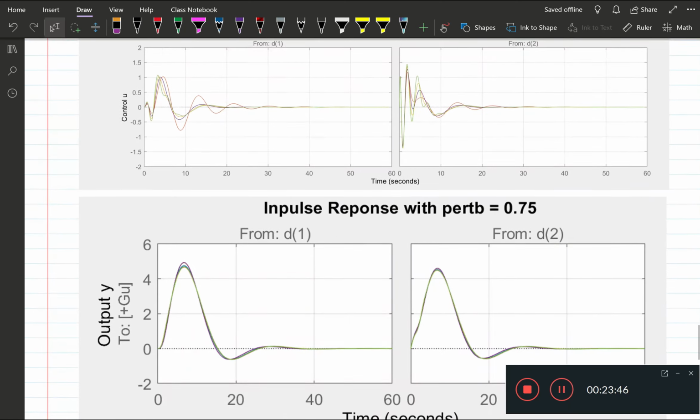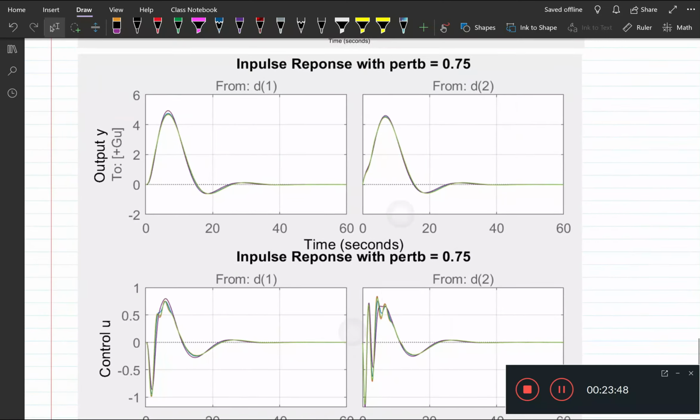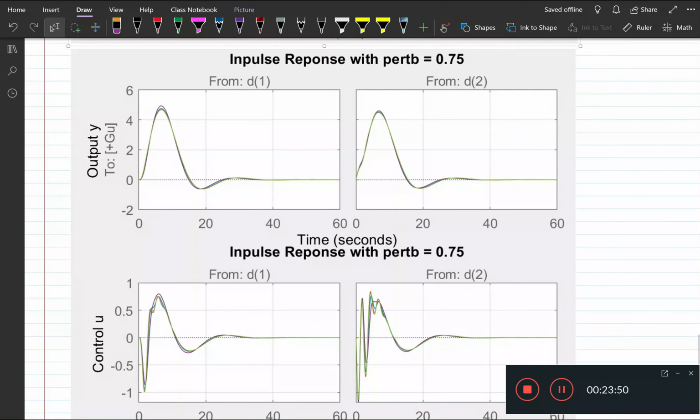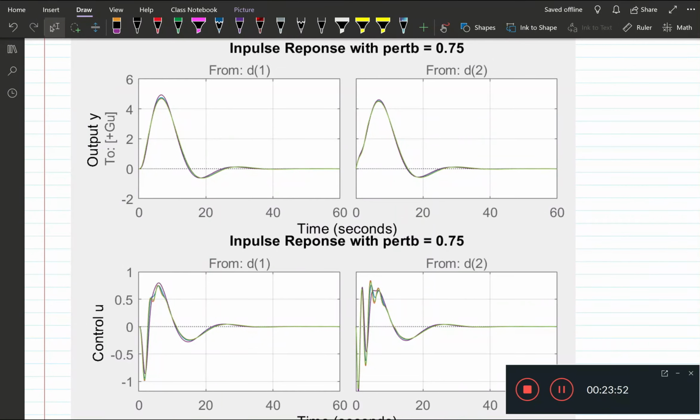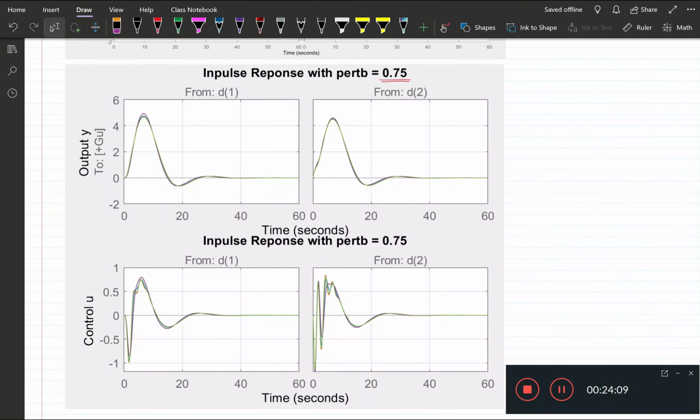And finally, with a perturbation of 0.75 we do again have a controller that is able to robustly stabilize a perturbation of 0.75, which was what the problem asked, but now at the cost of an extremely poor nominal performance. And now you can go back to the code and really tune the shaping filters and try to get as much nominal performance as you can while maintaining robust stability.